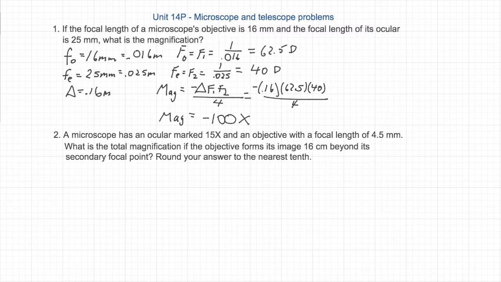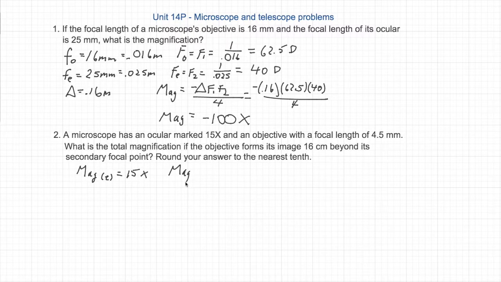Question 2: a microscope has an ocular marked 15x and an objective with a focal length of 4.5 millimeters. What is the total magnification if the objective forms its image 16 centimeters beyond its secondary focal point? Round your answer to the nearest tenth. So recall, the magnification of a lens whose object is at its focal point is f over 4. And the object for an ocular in a microscope is at its focal point. That's where the objective forms its image.